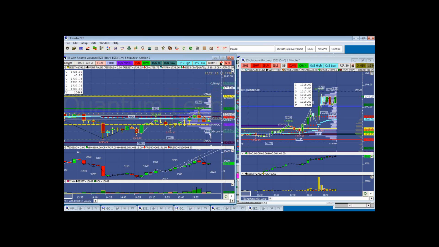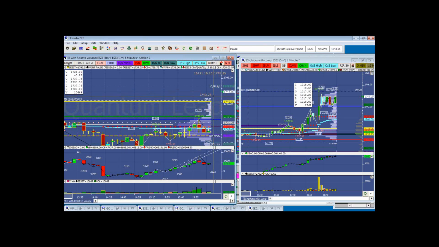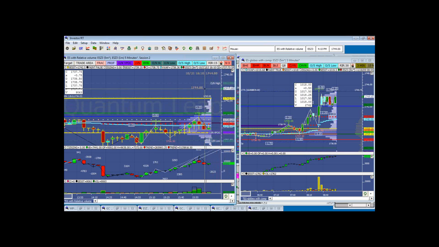So in terms of hypothesis, on the open we're going to be looking for initiative buyers to step in, because if we open up above 42.50, we're going to have an open auction out of range, and I'll be looking for initiative buyers to step in and take us to make a new high and take out the overnight high and continue this move up.